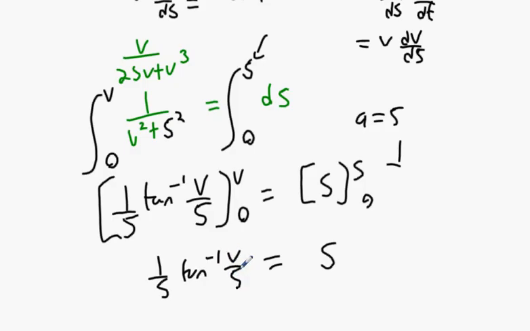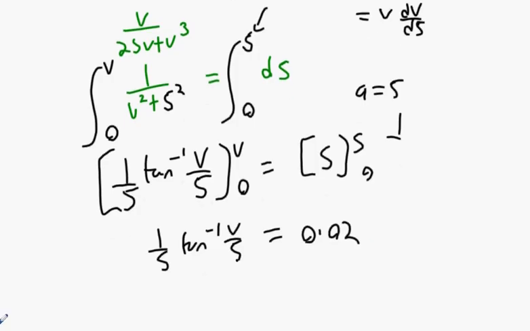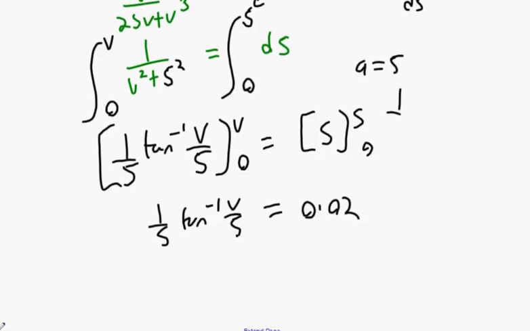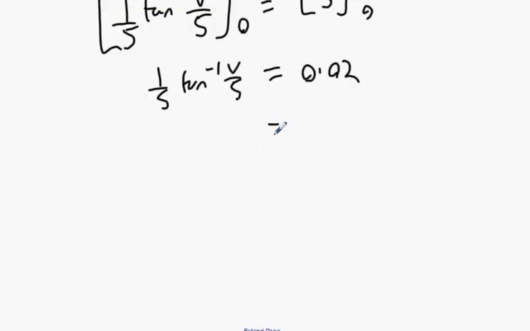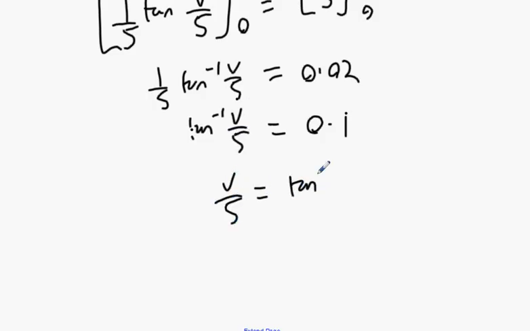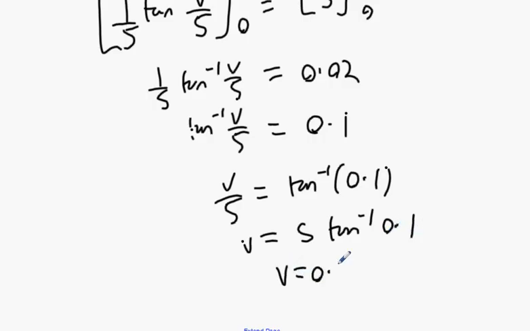Replace s with 0.02, because that's what s is. Multiply it by 5, because we're going to get rid of that fifth on the other side. So we're going to get 0.1 equals tan inverse v over 5. Using radians, v over 5 equals tan 0.1, and v therefore equals 5 times tan 0.1. And what you get, v equals 0.498.